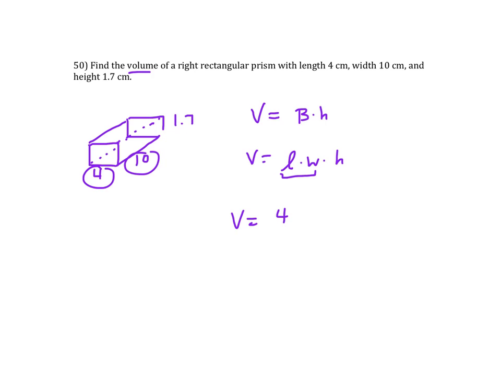So we simply need to take 4 times 10 times 1.7, and the volume of this prism is equal to 68 centimeters cubed. Final answer.